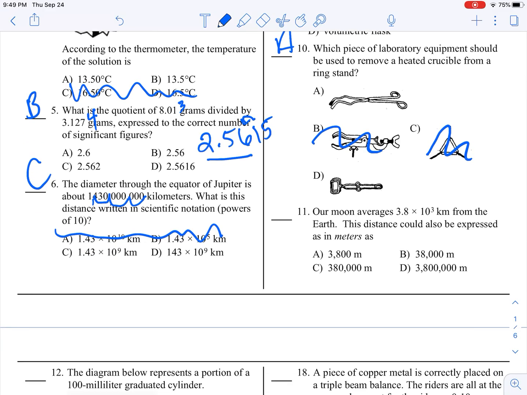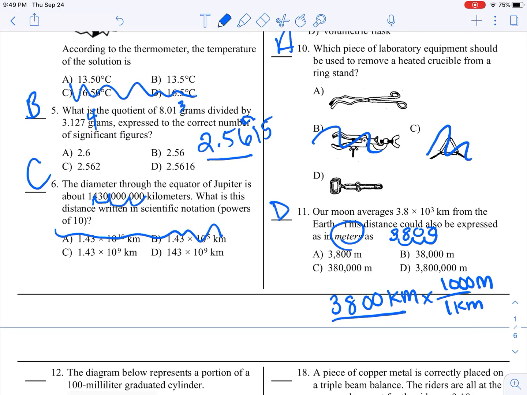Our moon averages a certain diameter. So in scientific notation, going to the standard form, so 3.8 times 10 to the third. So that's 1, 2, 3. But be careful here. This is 3,800 kilometers, and they want meters. So our conversion factor is 1 kilometer is 1,000 meters. So you take 3,800 times 1,000, and it is 3,800,000, which is D. That's the tricky part. A lot of times students just leave it as this, but they were looking for meters.